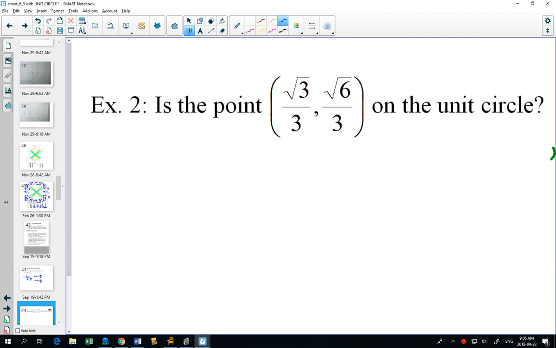Well, you could use 2 of your big ideas for this one. You could say, well, I know that if it's on the unit circle, this is cos theta and this is sine theta. If it's on the unit circle. And if that's cos theta and that's sine theta and it's on the unit circle, I know that sine squared plus cos squared theta equals 1.